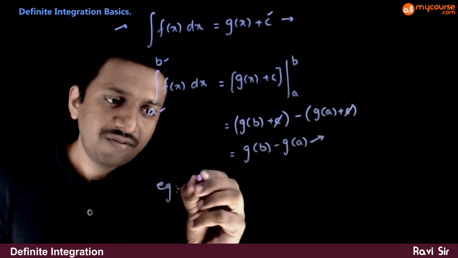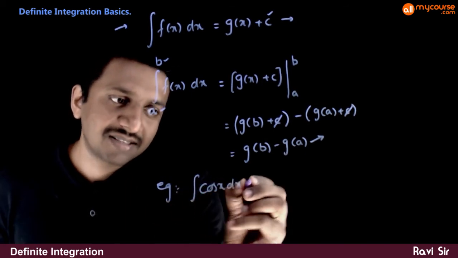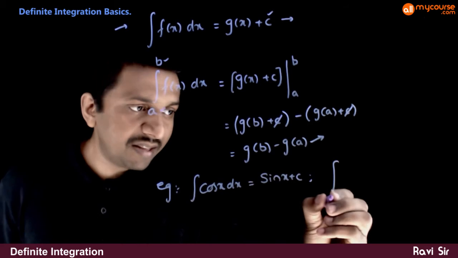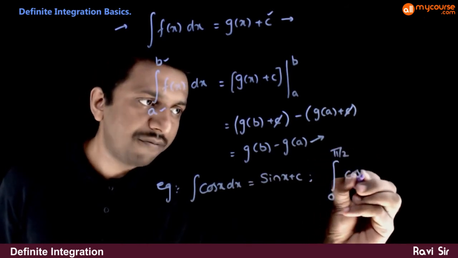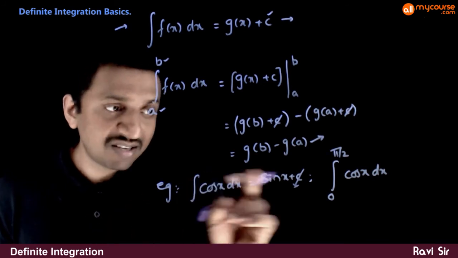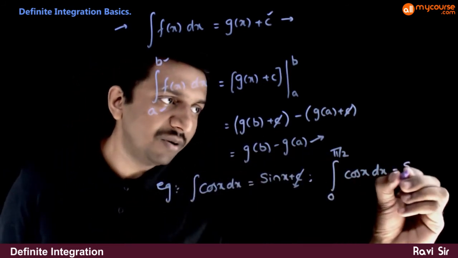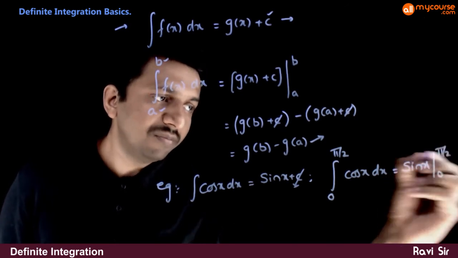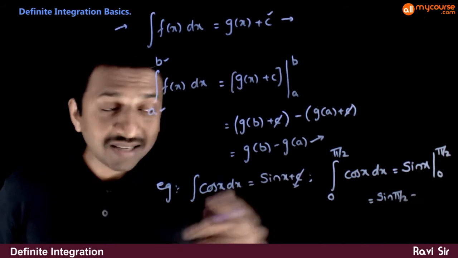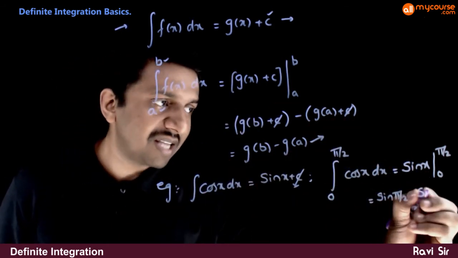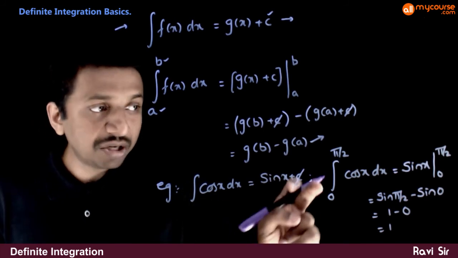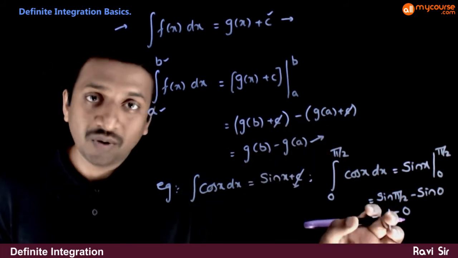For example, we know that integration of cos x dx is nothing but sin x plus c. Now, if you are asked to find the definite integration of cos x between 0 and pi by 2, you don't need to take this constant into consideration. You can just leave this constant. It is equal to sin x in the limit 0 to pi by 2, that is equal to, first substitute the upper limit in the function, that is sin of pi by 2, minus substitute the lower limit in the function, that is sin of 0. So sin pi by 2 is 1 minus 0 is equal to 1. So integration of cos x between 0 and pi by 2 is equal to 1.